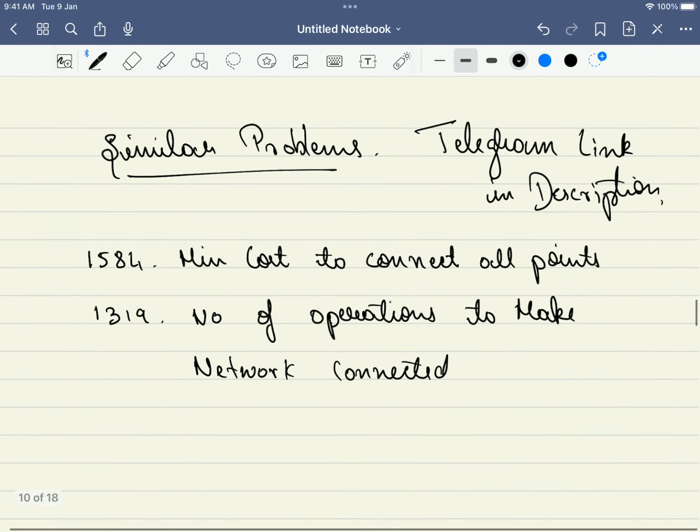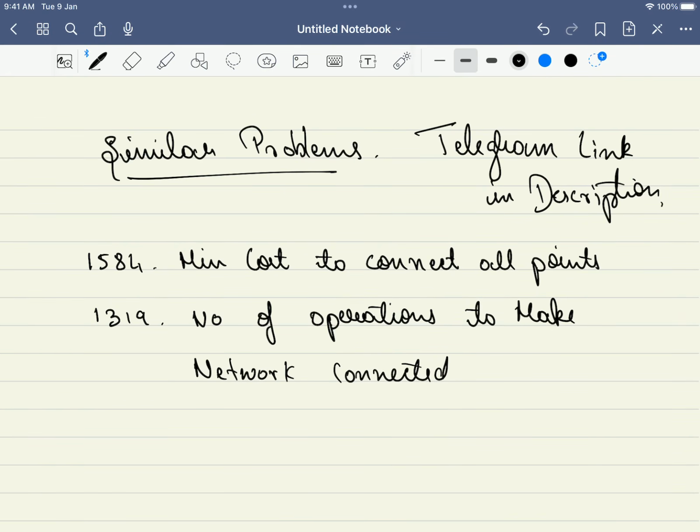Now, if you are not completely able to digest this problem, these two problems are very similar to this. That is, this is one of the MST problems and this is again a union find problem, and these two are very medium level problems, so that you will be able to understand this very quickly.